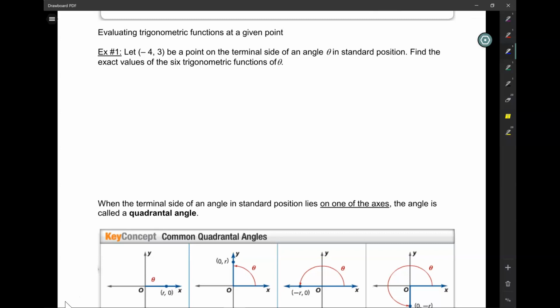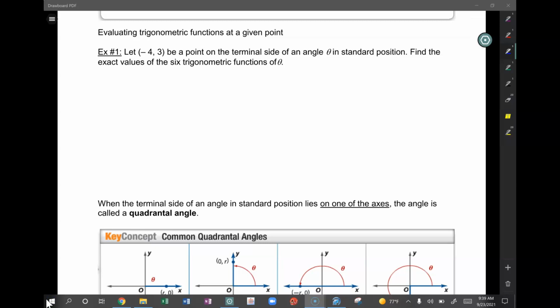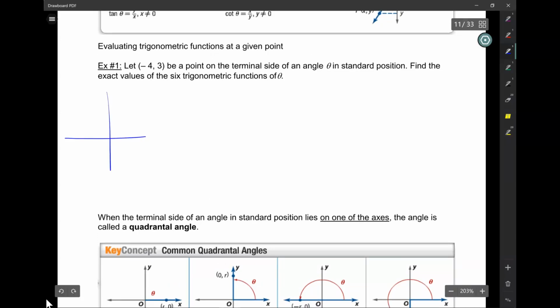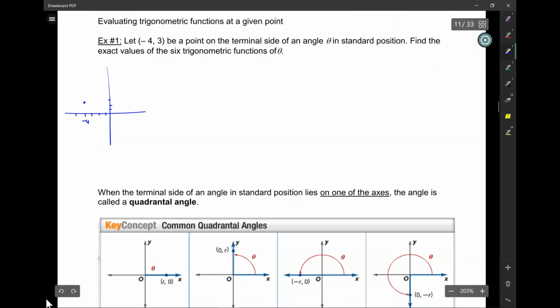Okay, so now let's do an example with this. All right, so we have a point, (-4, 3), on the terminal side of an angle theta in standard position. We want to find the exact values of the 6 trig functions of theta. Okay, that means we want to find sine, cosine, tangent, and all the rest. For this first one, I'm just going to sketch this so we can see what we're looking at. So negative 4, 1, 2, 3, 4, comma 3 is here. Okay? When I draw the radius, that's where that lies.